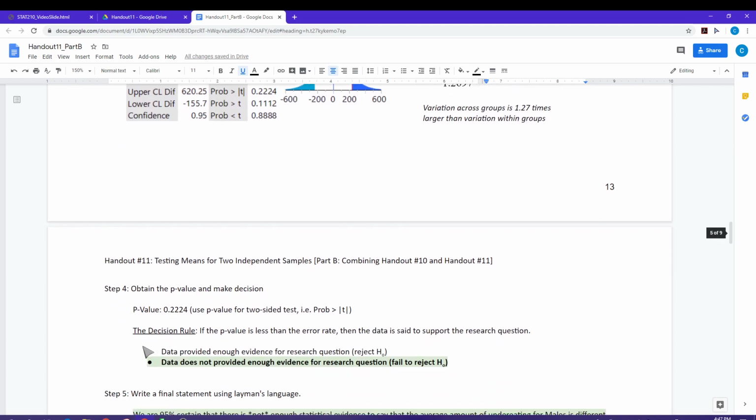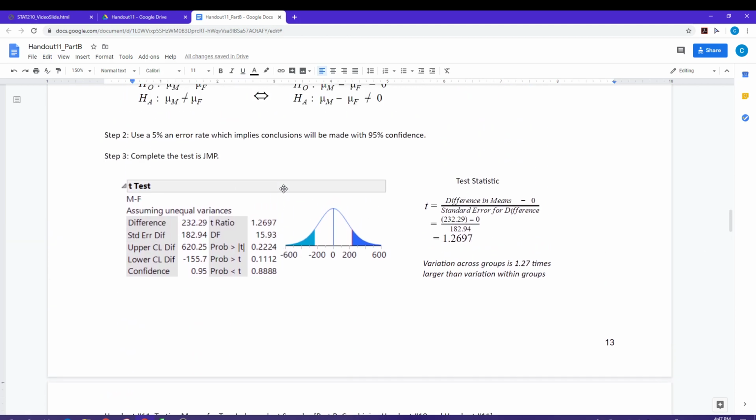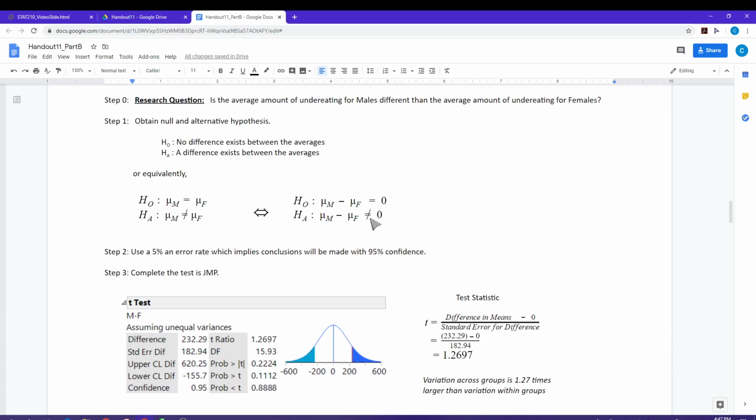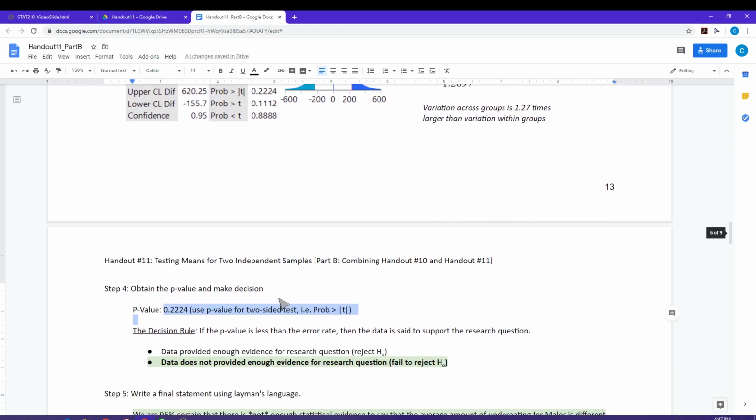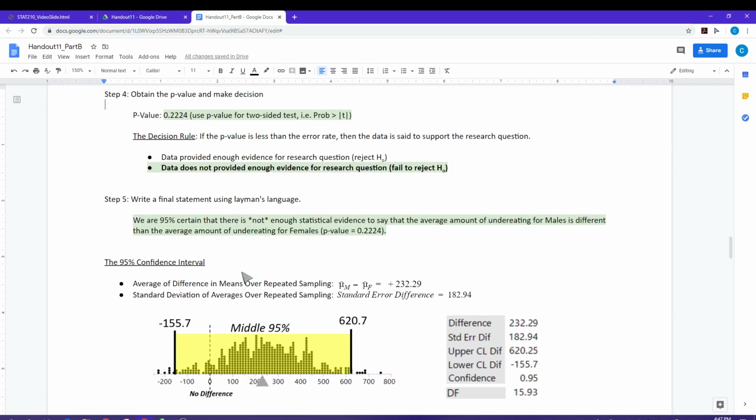Let's go ahead and grab the p-value here. So the p-value, I'm going to use the 0.2224 value here. Again, I have a two-sided test. I have the not equal in the HA here. So I want to be using that for my p-value. I compare that against 0.05. That is not less than 0.05 here. So the data does not provide enough evidence for the research question. In other words, we fail to reject the H0.